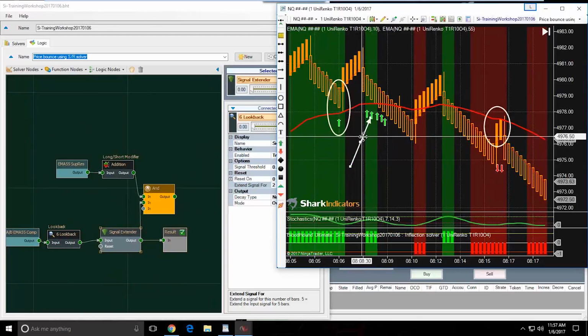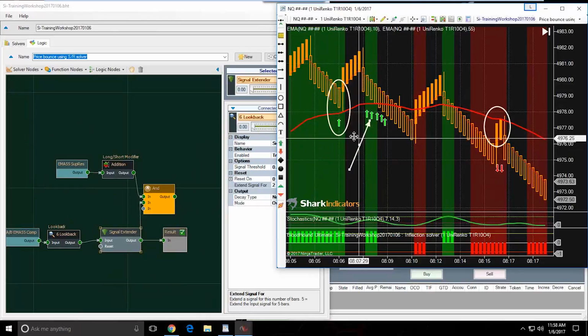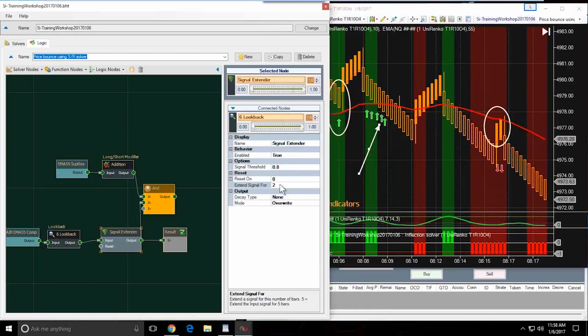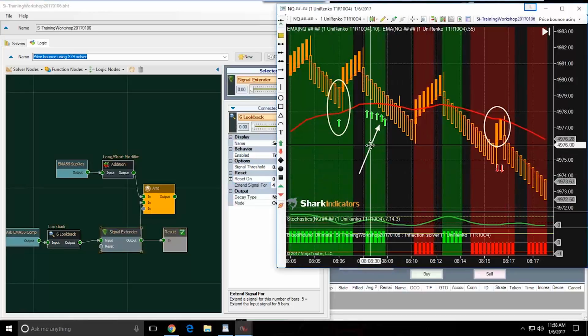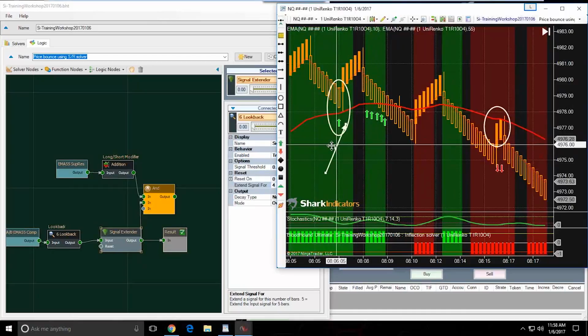So here I've got an example. I've got 5 bars marked as a possible bounce off of the moving average here. So let's see, do I need to extend for 5? No, I only need to extend for 4. There. So I want to make sure all these bars are covered.